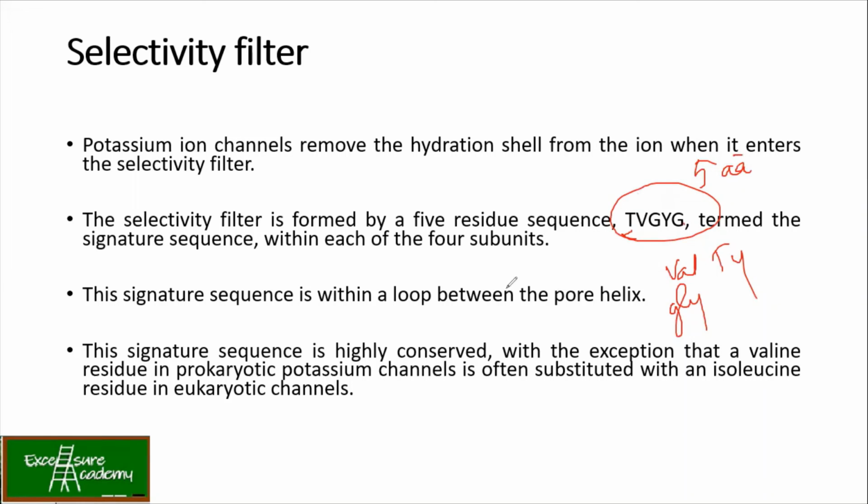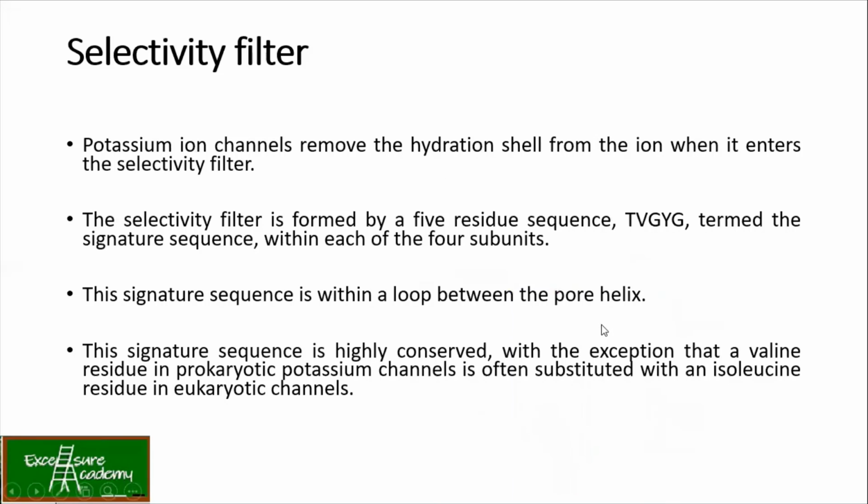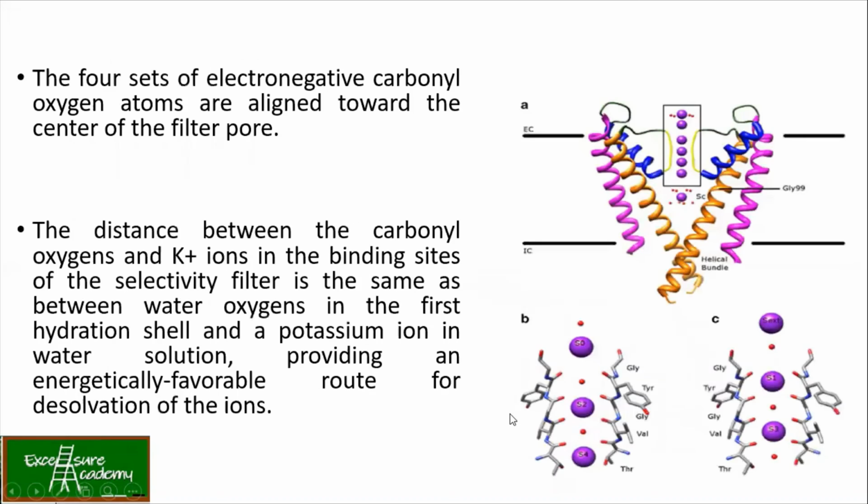Okay. So the signature sequence is within the loop between the 4 helix. Now what was the 4 helix? If you have seen in the figure, अगर notice किया हो, these are your 4 helix. ये 4 हेलिक्स के जो लूप रहते हैं, those are interacting with the ions. This signature sequence is highly conserved with the exception that a valine residue in the prokaryotic potassium channel is substituted with isoleucine in the case of the eukaryotic potassium channel. Okay. Now the 4 sets of electronegative carbonyl oxygen atoms are aligned towards the center of the filter pore.